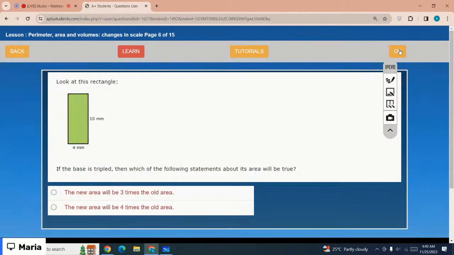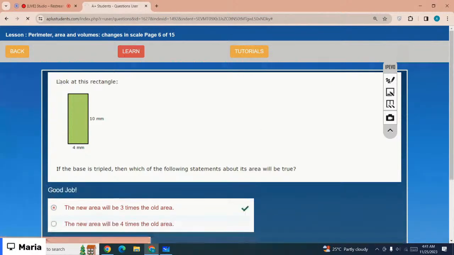Look at this rectangle. The base is tripled. Which of the following statements about its area will be true? The area of the rectangle is length times width, right? Only the base is tripled. That means the new area will be 3 times the older one. The correct option is the new area will be 3 times the old area, right?